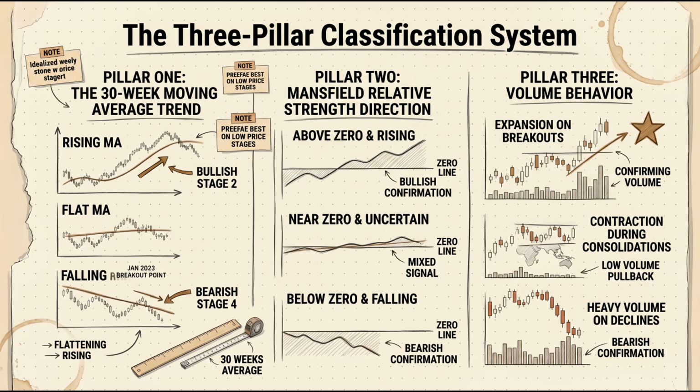Every stage classification in the Weinstein method rests on 3 pillars that must align. Pillar 1 is the 30-week moving average trend: rising, flat, or falling. Pillar 2 is Mansfield relative strength direction: above 0 and rising, near 0 and uncertain, or below 0 and falling. Pillar 3 is volume behavior: expansion on breakouts, contraction during consolidations, or heavy volume on declines. When all 3 pillars align bullishly, you have a high probability stage 2. When all 3 are bearish, you have stage 4. Mixed signals mean you should practice patience.